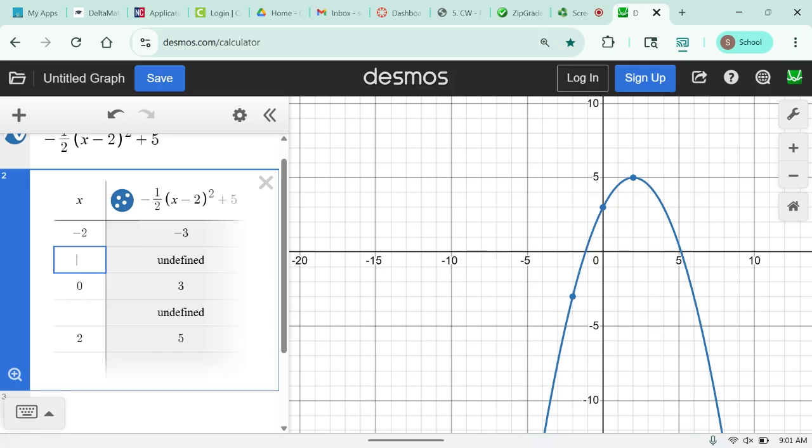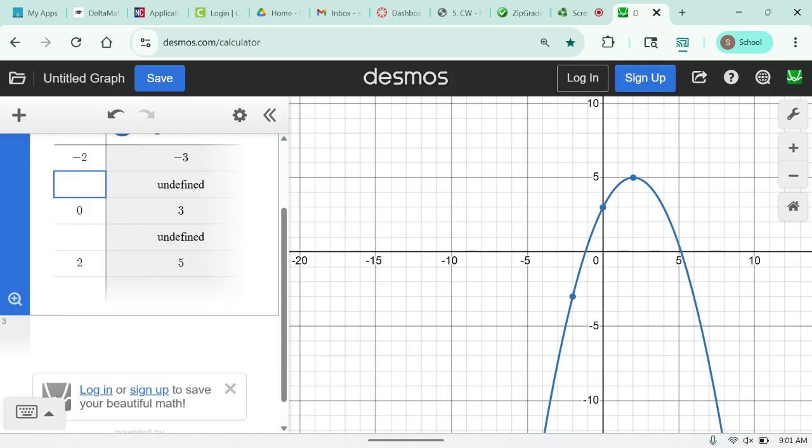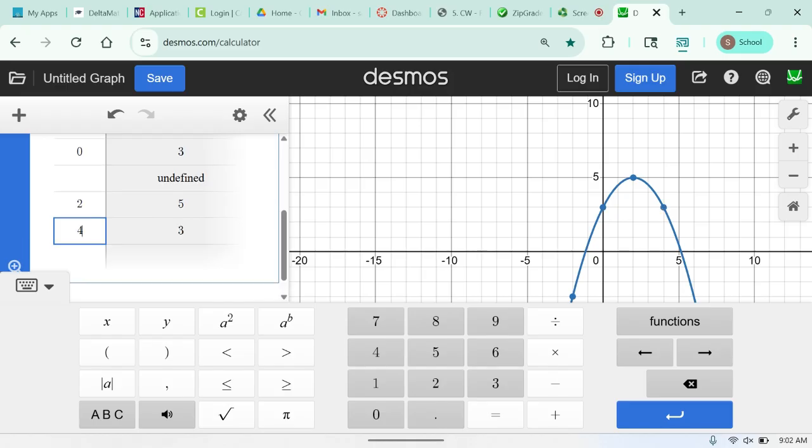Now, I know that (2, 5) is my vertex. Okay? So I look at the ones that I already had whole values to. So 0 had a whole y value. What did I do to get from 2 to 0? Do I add 2, subtract 2? What do I do? You subtracted 2. So if I do the same distance on the other side, if I add 2 to 2, what would be its buddy? 4. We get 3.